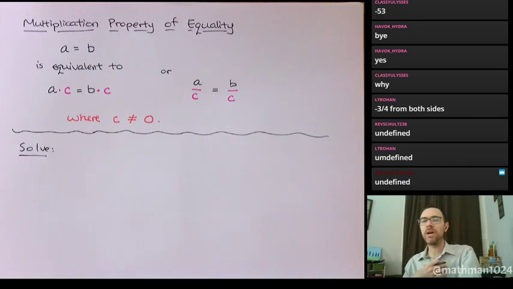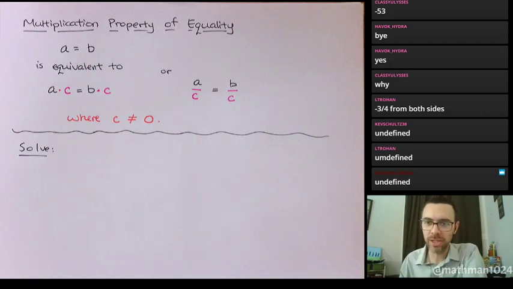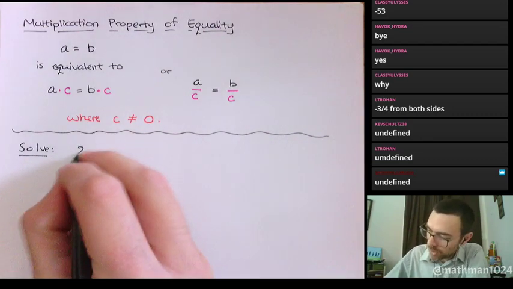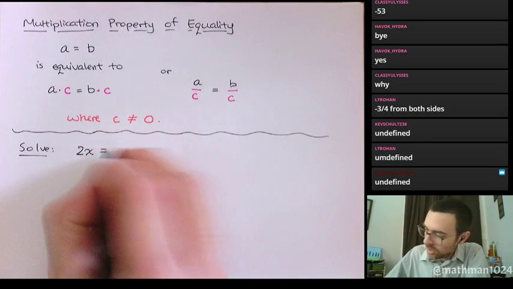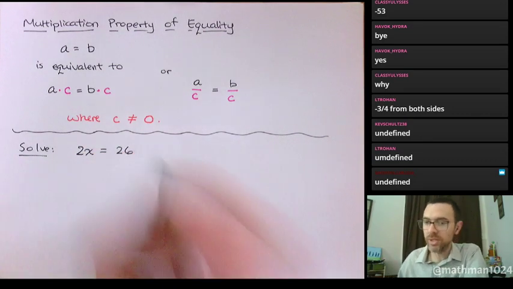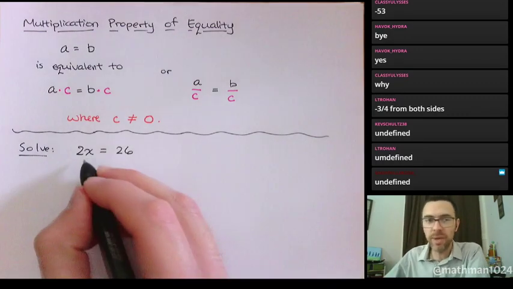And it's not even mine. A student taught me that a long time ago, that when 0 is under the line, the expression is undefined. Yep. Anyway, so with the multiplication property of equality, you have things like this. 2x is equal to 26. Your job is to get x by itself.